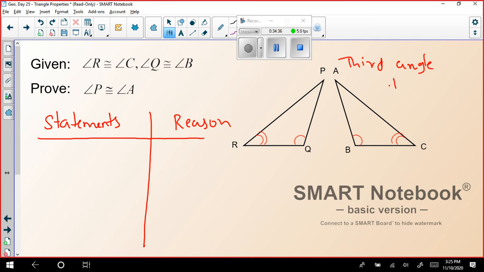What does the third angle theorem say? It says that if I have two congruent angles of triangles, then the third angle will be congruent. I have angle Q congruent to B, R congruent to C, then angle P will be congruent to angle A. We are trying to prove that, so let's prove. First we have angle R. First step I'm just writing the reason. From the second step I want you all to write reasons via chat.